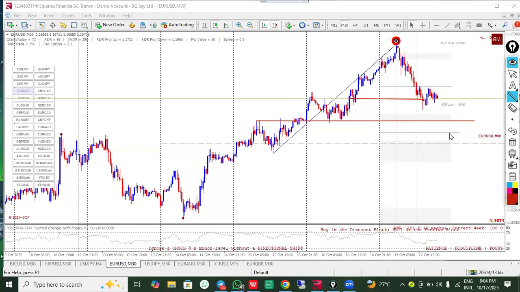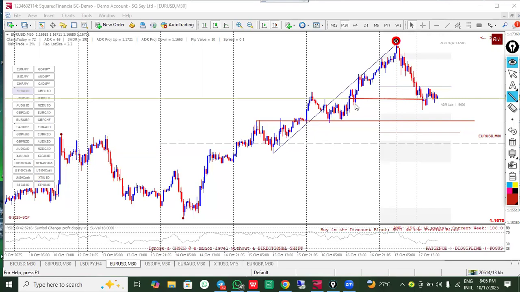What is the discount? The discount is any level below your equilibrium, below the midpoint of the swing you are watching. That is your discount level. What does the discount mean? It simply means a price level that is cheap enough for you to start considering a buy.